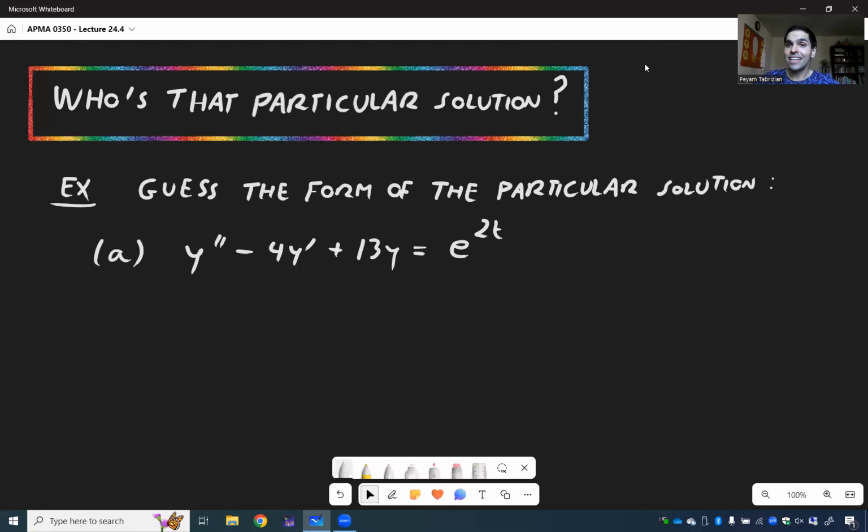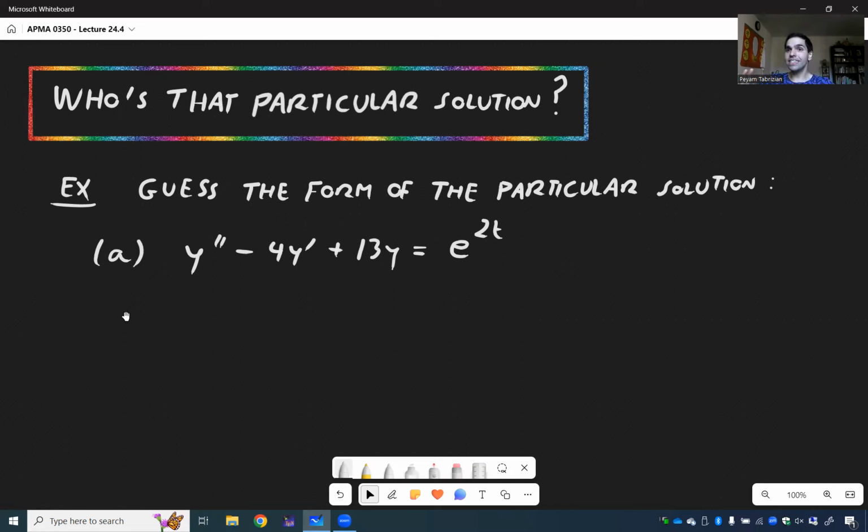And now it's time to play Who's That Particular Solution? Woo! And in particular, no pun intended, guess the form of the particular solution to y double prime minus 4y prime plus 13y equals e to the 2t. And before you do any guessing, you have to check for resonance.